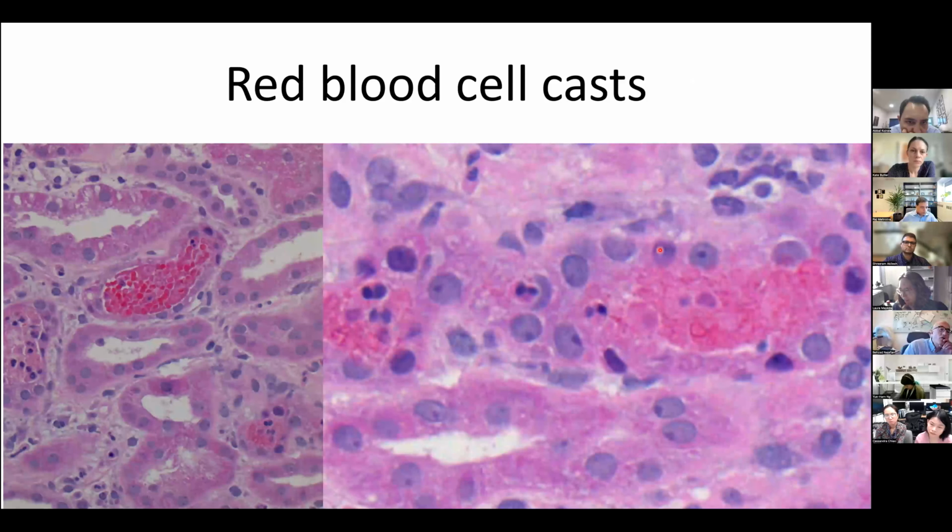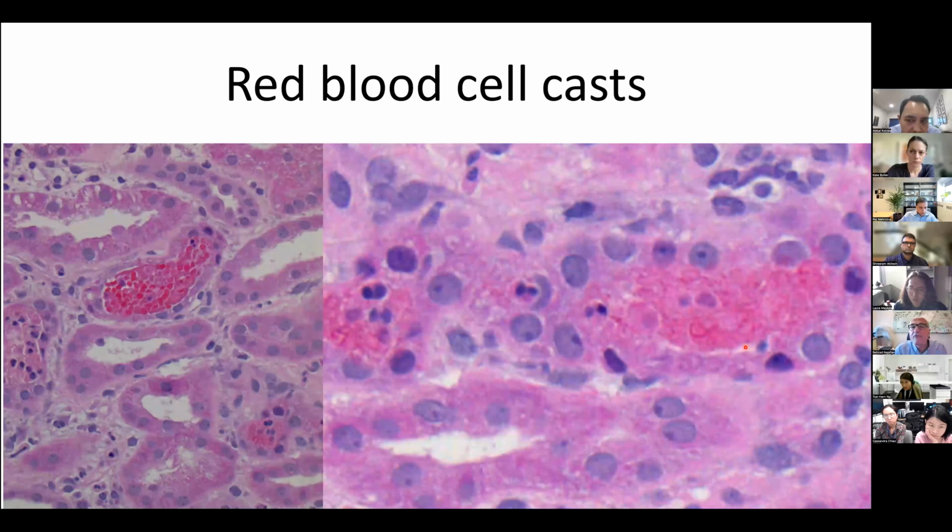So let's look at those red casts. I'm showing two different casts here for you. Both of these are H&E stains. And when I say cast, what we mean is that these cells should be packed. It's like they are really casting inside the tubular lumen. In this one, you can easily recognize red blood cells. They are bright red. They look very fresh, in other words.